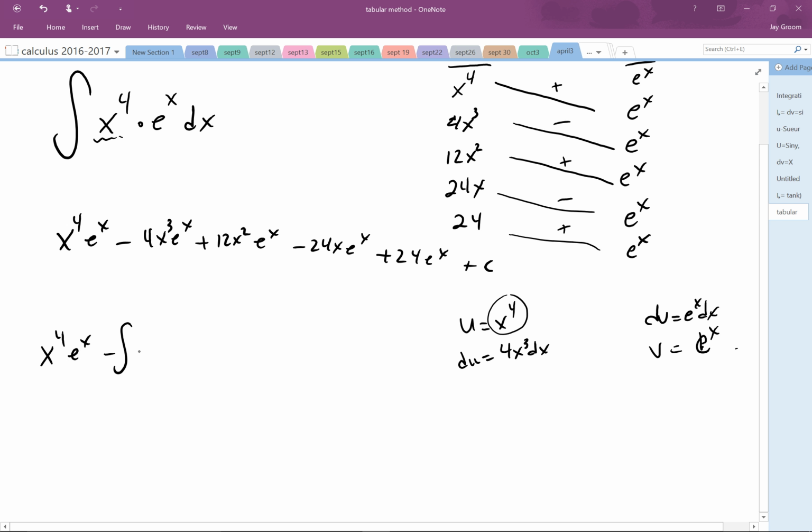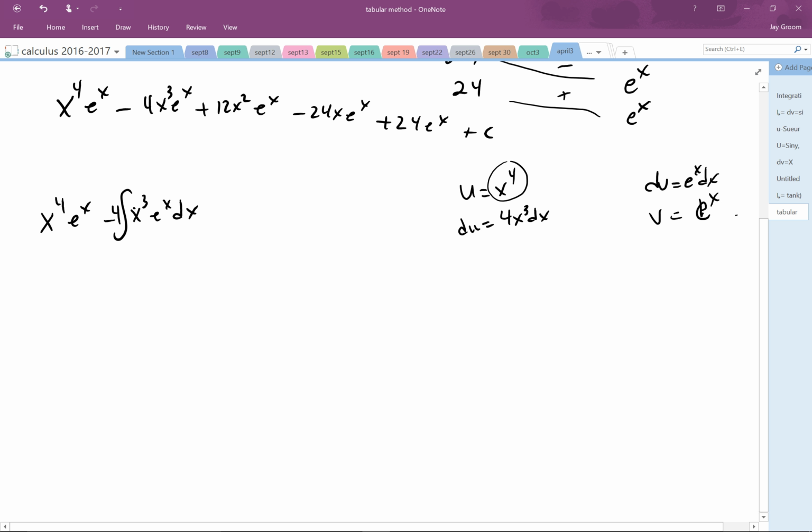And so you would end up with, again, x to the 4th, e to the x, minus the integral of, and then I want to bring the 4 out front. Good for you. And you take the antiderivative of that, well, you let u equal x cubed, but you could see it could be 4x cubed. So then du would be 3x squared, or again, could be 12x squared, which you have above, dx. And then dv is what? Is e to the x, obviously, and v is e to the x as well.